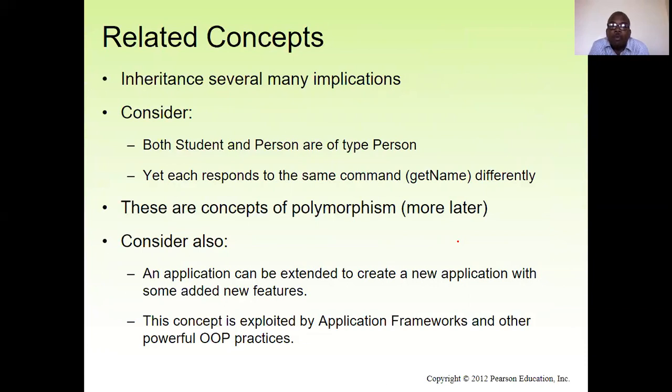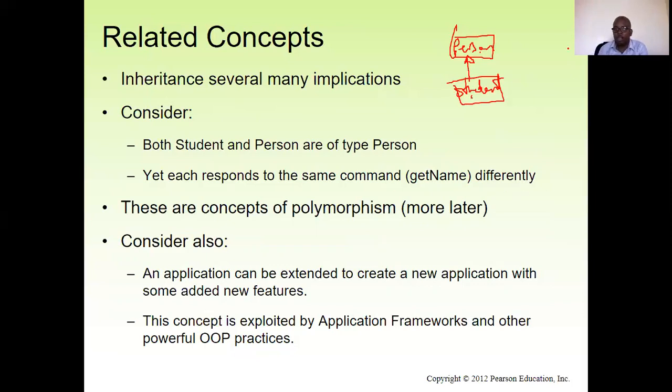Now, inheritance has many implications. Let us consider, for example, that both student and person are of type person. We realize that because the inheritance relationship we had was person and student. And student is a person. Okay? Which means that they are of the same type. Cool? Now, yet each responds to the same command differently. Remember the example of getName.